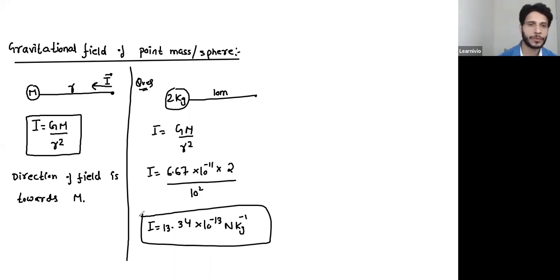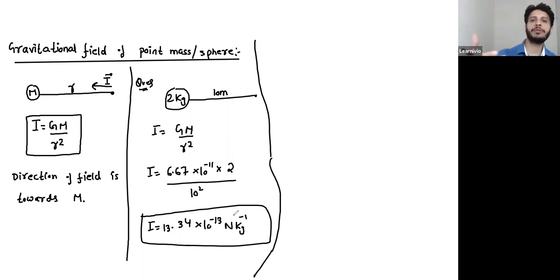Yes, sir. But this question would be very simple. You won't get problems on a single mass. You can get problems where you have multiple masses, 2 or 3 masses, to calculate gravitational field. That problem is known as gravitation. If you have more than 2 masses, then we will use the superposition principle.